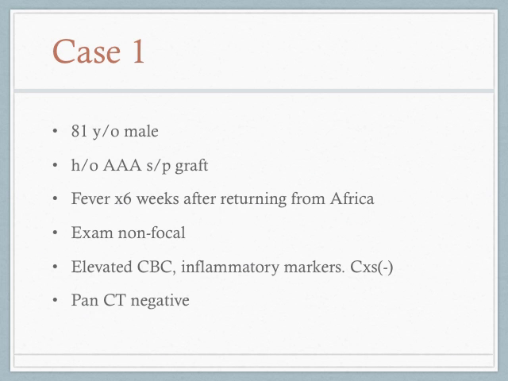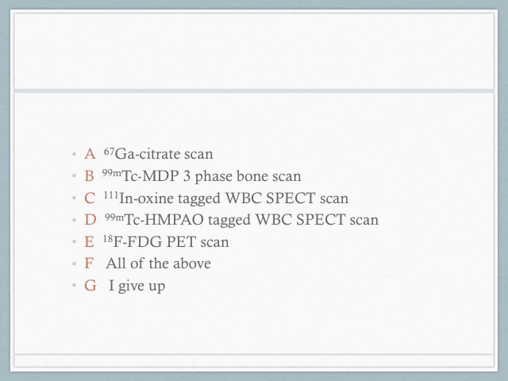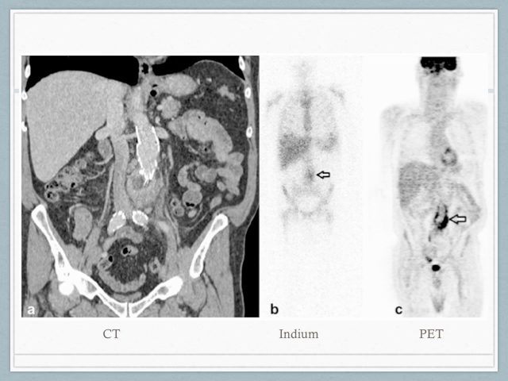So here's our case again, 81-year-old male, AAA status post-graft and fevers for 6 weeks after travel to Africa. Anybody guess what they might want to use? Maybe more than one right answer. So probably it'd be appropriate to either do technetium, SPECT scan, or PET scan if the cost wasn't a factor.